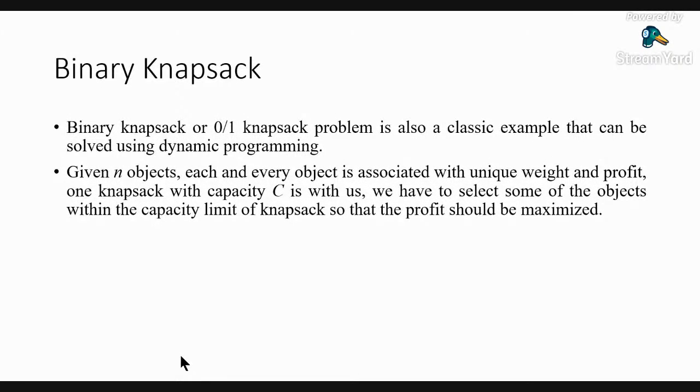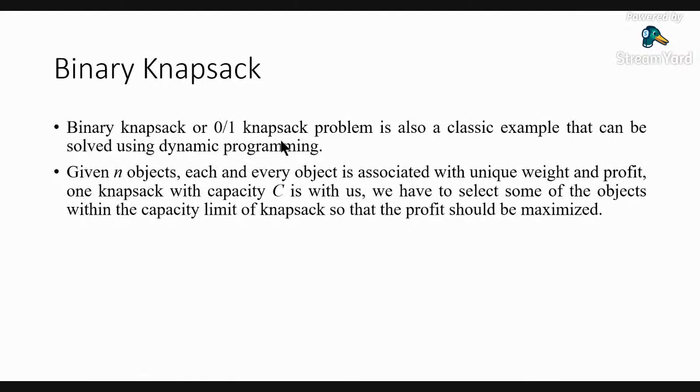And what was the main difference between fractional knapsack and binary knapsack? The main difference was that in fractional knapsack you can include a fraction of the object, but in binary knapsack it is not the case. If you want to include the object, then you should include it completely, otherwise you cannot include it. So fractional inclusion is not allowed in binary knapsack. Let's see the problem statement, and after that we will see what is going on here.